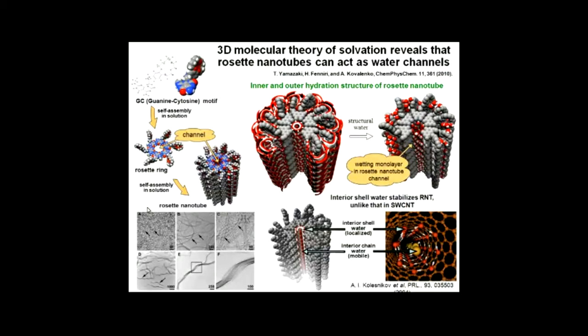It's the top left picture, and they have 3 hydrogen bonds on the left and 3 hydrogen bonds on the right. And with these hydrogen bonds, they form a ring, which is called a rosette ring, and then those rings get together by pi-pi stacking and form a nanotube with a channel. And the bottom left picture shows the transmission electron microscopy images of these systems, real systems in reality.